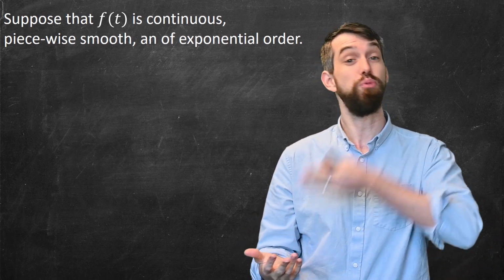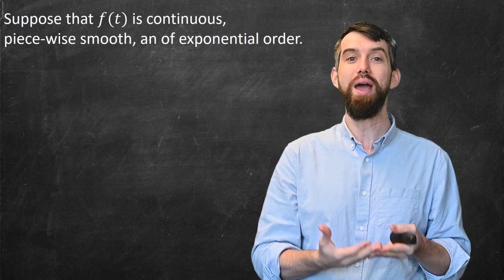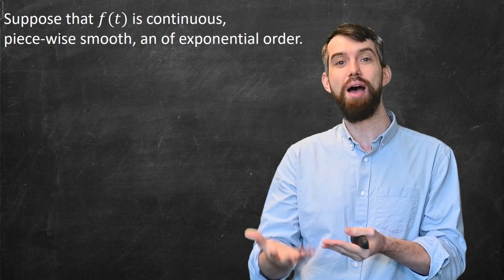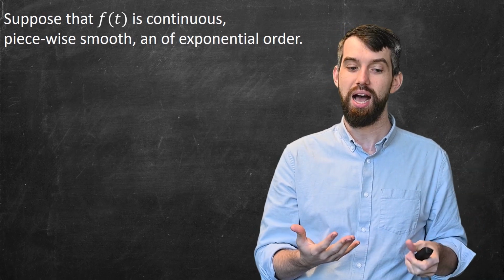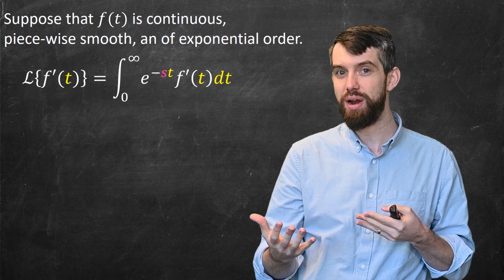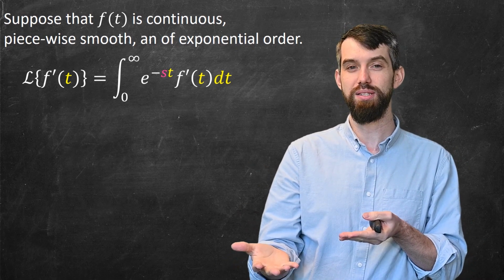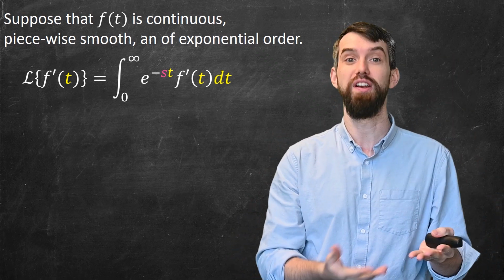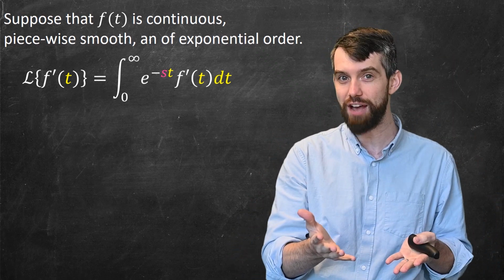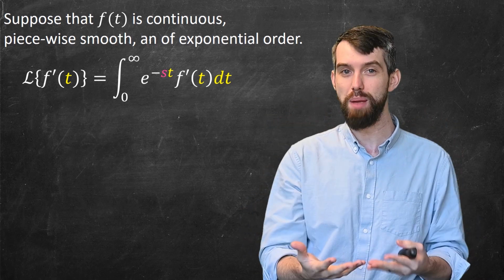What we'd seen in the previous video when we studied the existence of the Laplace transform was that when it was of exponential order, that was when you can guarantee that the Laplace transform existed. Nevertheless, I want to now consider the Laplace transform of the derivative of this function of t. If I just naively plug it into the formula, it's the improper integral from 0 to infinity of e to the minus st as I always have, but now the integrand gets multiplied by f prime of t.